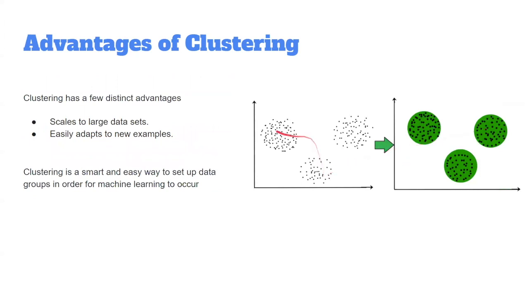So, advantages of clustering. Clustering has a few distinct advantages: it can be scaled to large groups of data. This is comparatively very large compared to the other data sets we saw, where there's a lot of different points in data, but it's also very clearly split up. It's also really easy to adapt to new examples or new data sets. So clustering is a smart and easy way to set up data groups in order for machine learning to occur.